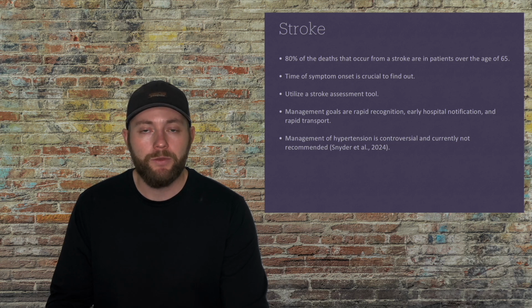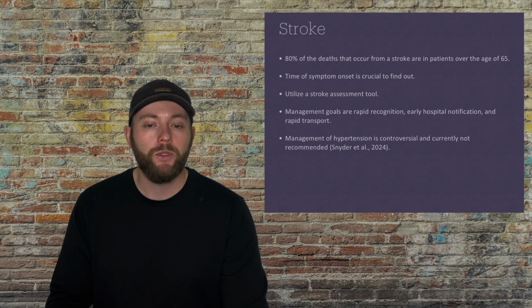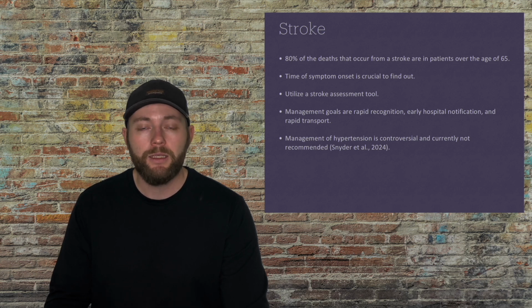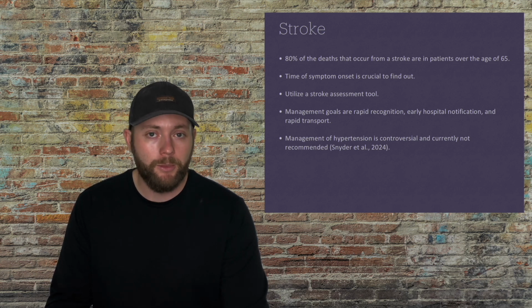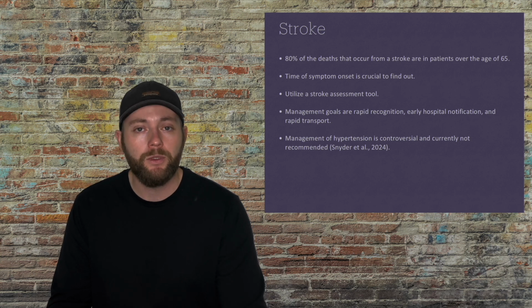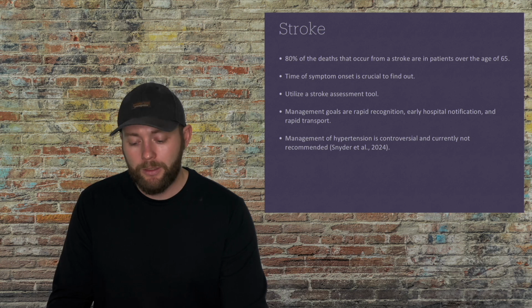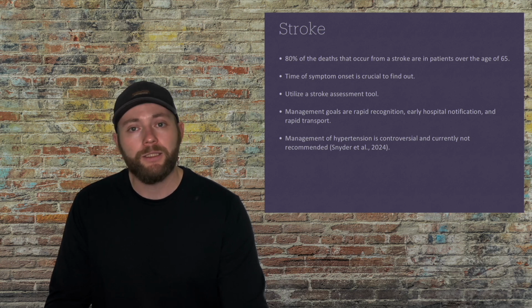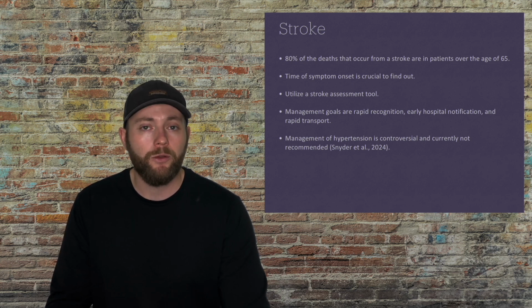80% of deaths that occur secondary to a stroke are in patients over the age of 65. Ischemic strokes are most common but associated with better survival, while a hemorrhagic stroke is associated with an increased mortality and less frequency. It only accounts for about 20 to 30% of strokes. Identifying the time of symptom onset in a stroke patient is crucial, as this may affect the patient's care once they arrive at the hospital.